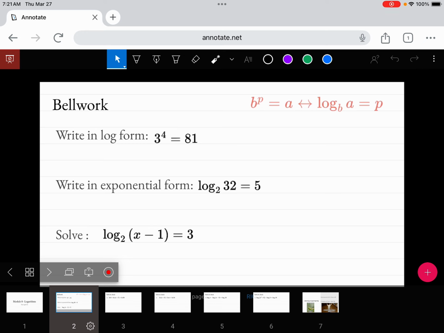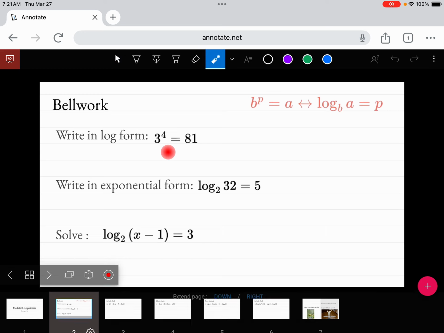All right, so log base B of A equals P means B to the P equals A. The base of the exponential is the base of the log. The power of the exponential, P, is what the log equals. It's the whole point of logs existing.